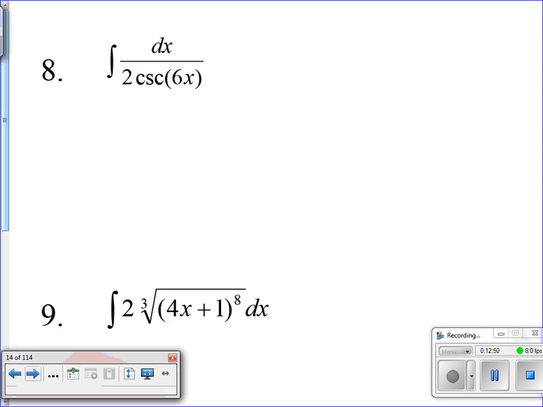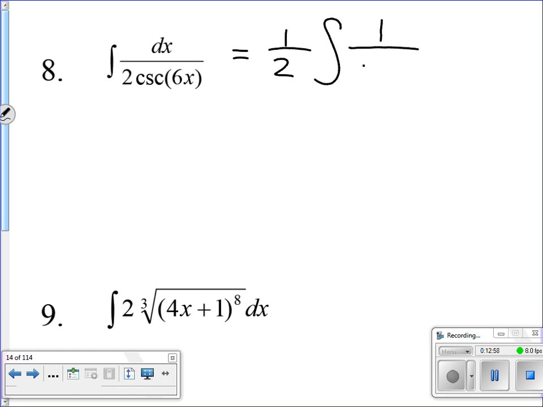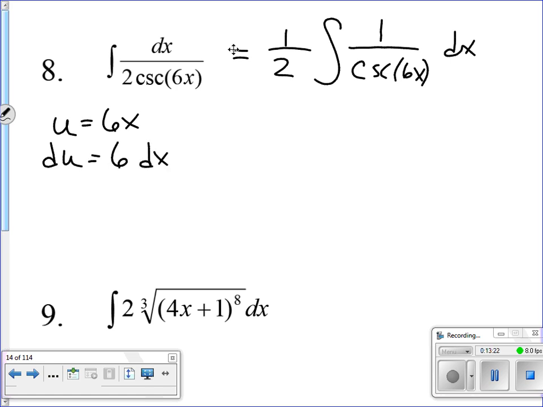Number 8. Okay, so once again, we are going to pull out the half. And then what we're left with is cosecant of 6x. Well, we're not going to make u cosecant of 6x, the whole denominator, because we don't have any x's for du up in the numerator. So we're going to allow u just to be 6x. So du is just 6 dx. So we are missing a 6, so we're going to put the 6 in, and a 1/6 on the outside.